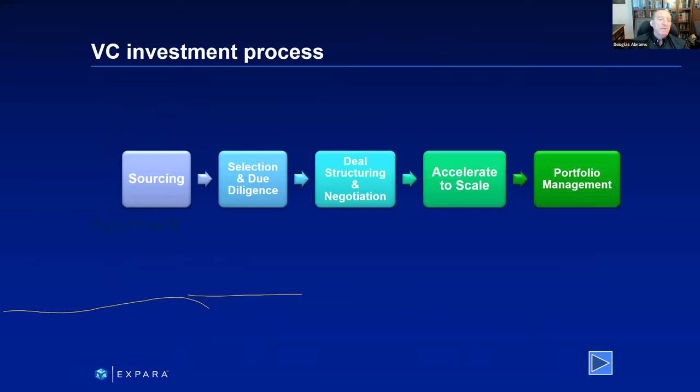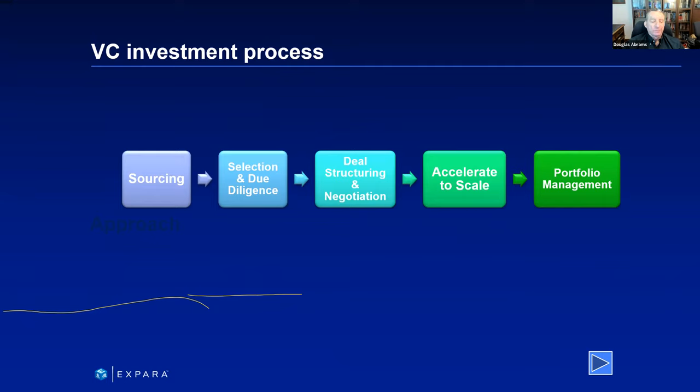How does the VC investment process work? The VC sources deals, meaning finds the startup. VC then does selection and due diligence. So they pick the startups out of the ones that they have had initial contact with, and they decide which ones to proceed to due diligence, which is the next stage of investment discussions.